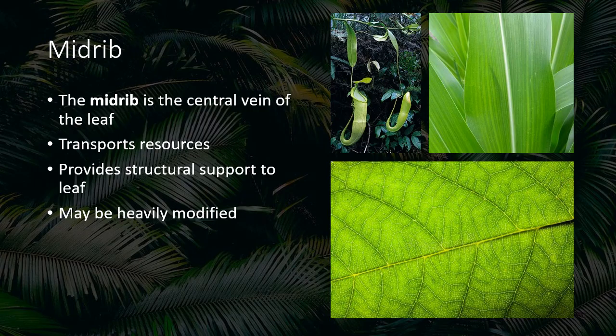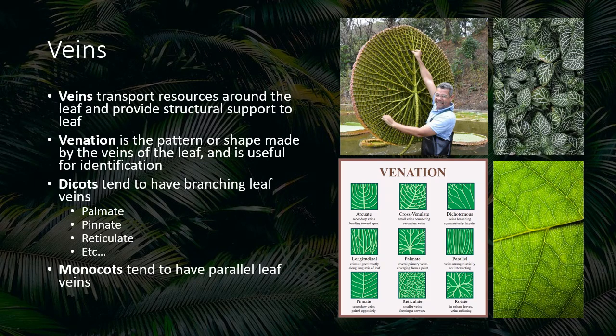And in some cases, the midrib is extraordinarily modified. For example, in these pitcher plants, Nepenthes, we see that the midrib extends out of the tip of the leaf down and then ends in this giant trumpet-shaped pitcher for catching insects. So there are species which have done some really, really interesting things with their midribs.